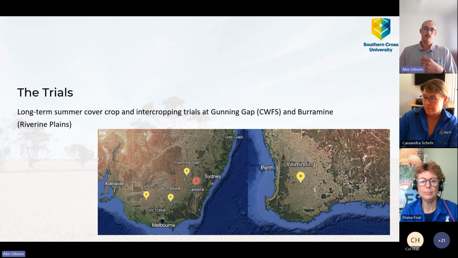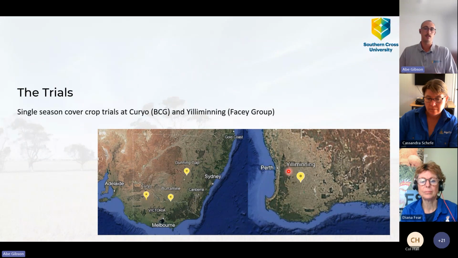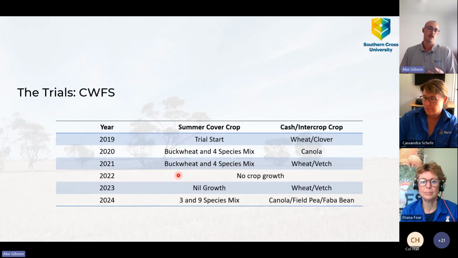So the trials at Central West and Riverine Plains are long-term trials, have been since 2019, and the BCG and the Basic Group trial are just a single season of data that gives a bit more temporal resolution on in-season variability of soil carbon parameters.